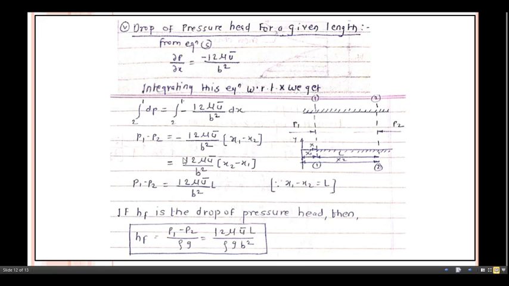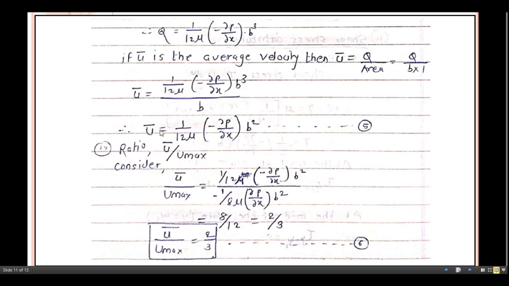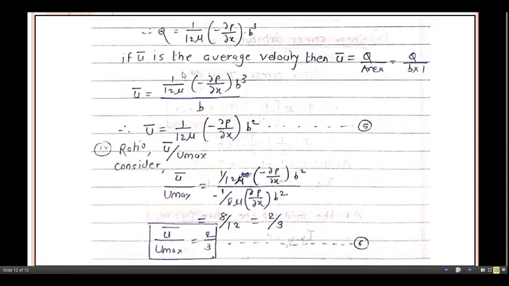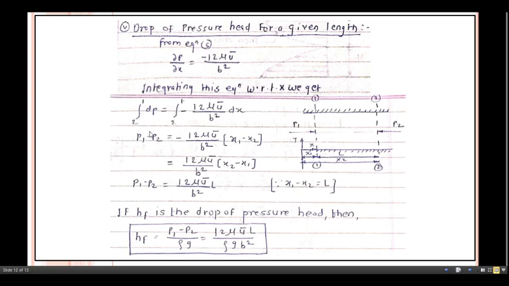In the next step, our aim is to get the drop of pressure head for a given length. From equation number 5, we already have the value for u bar. From this relation we can get the pressure drop. If you observe this equation once again and take these terms to the other side, we get the relation for dP by dx, which is minus 12 mu u bar divided by b square.